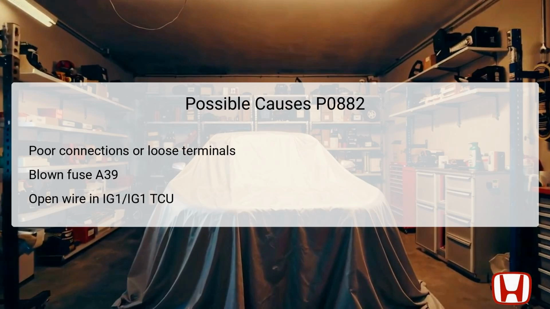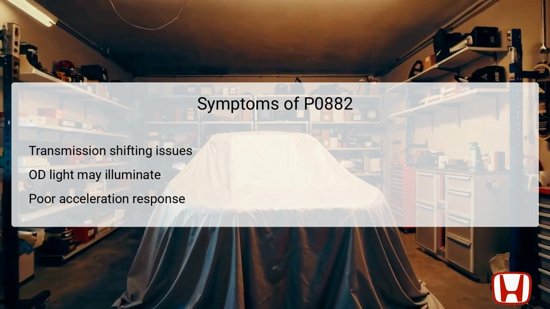Additionally, an open circuit in the IG1 TCU wire can disrupt the electrical flow, necessitating a detailed examination of the wiring between the TCM and the associated fuse or relay. Each of these causes must be meticulously checked and confirmed through diagnostic steps to ensure a comprehensive resolution of the error code P0882.